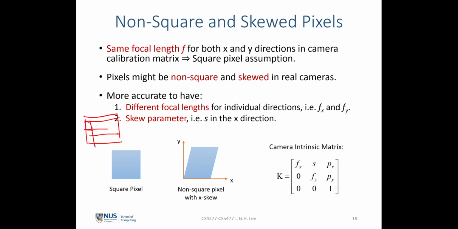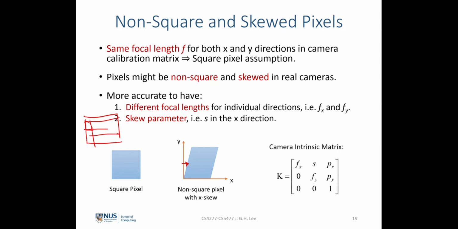Sometimes due to manufacturing error in the lens or the photo sensors that we have in cameras, these pixels might not appear to be perfect squares. There might be some skew that occurs in the x direction. So in our camera model, we have to compensate for this non-square matrix or the skewness in the real cameras.